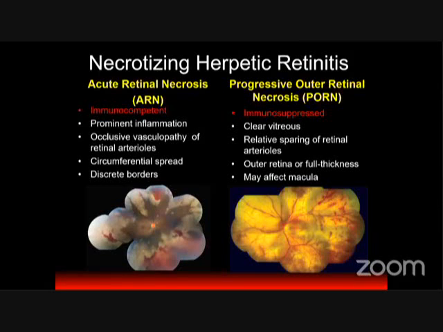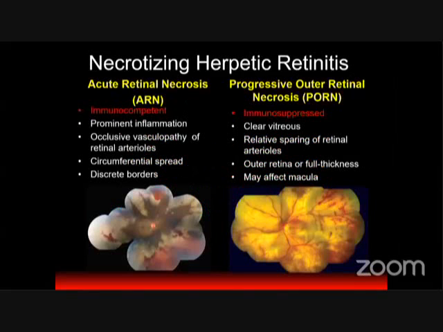The PORN is more in the periphery. The ARN affects the center. I think the images are switched here. I'm sorry. No, I think the images are right, because the ARN has a more circumferential spread and the borders are discrete.